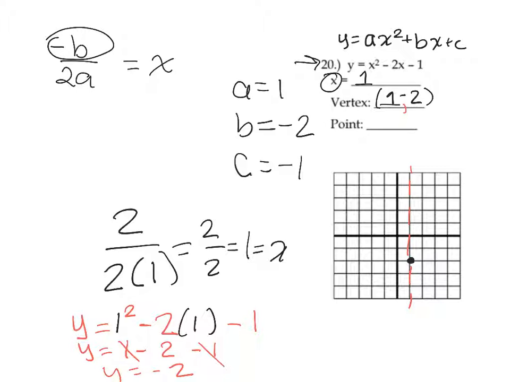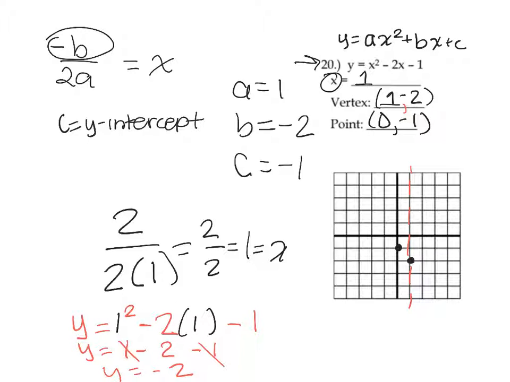Then I know by looking at this that it is going to open upwards because it is a positive 1 for our a value, and that's greater than 0. And when it asks for the point, I know my c value is my y-intercept. So my quadratic is going to cross the y-axis at negative 1. So I can plot this point here. So that is going to be 0, negative 1.